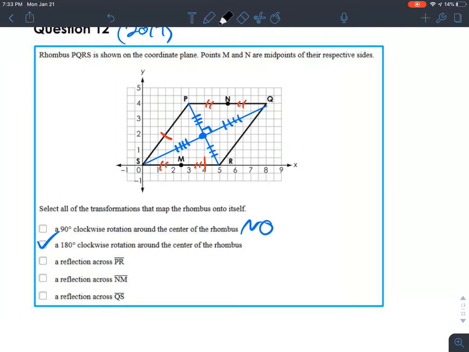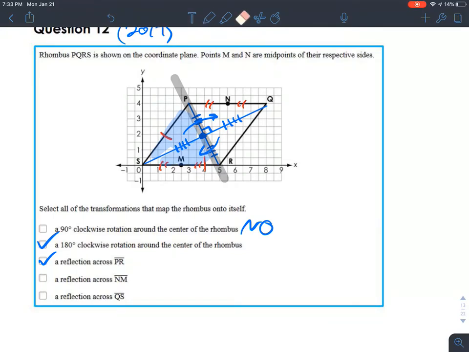If we reflect across segment PR, hopefully you can see that these triangles are congruent to each other. Anytime you draw two diagonals in a rhombus, you end up with 4 congruent triangles. So it's going to map this up here, this down here. Those are going to be mapped on top of each other.